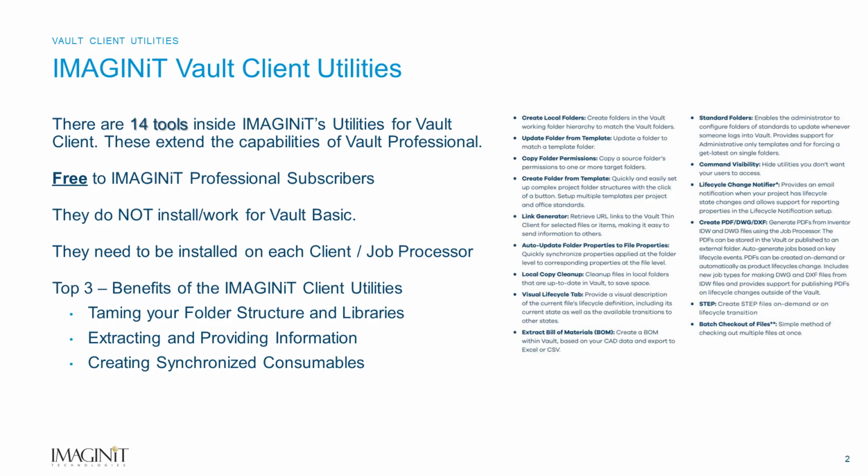So these are 14, I guess if we think about it now, it's probably closer to 17 utilities that we've created that work inside the Vault client. So we're really talking about Vault Professional when we're looking at this. Theoretically, I think I once installed them for Vault Basic, but all the stuff they do really is geared toward Vault Professional. These tools, if you are one of our subscribers for IMAGINiT, then they're yours. They're free to you to use, and it's one of the benefits of being with us.